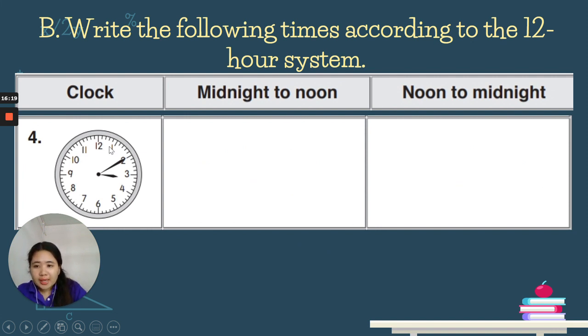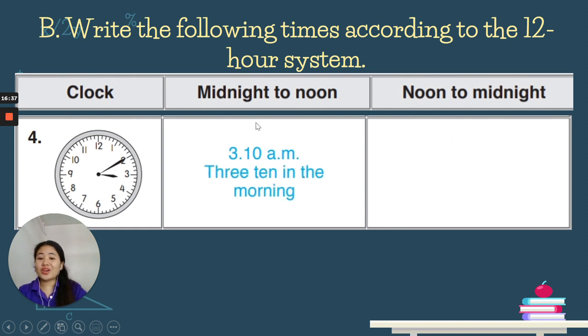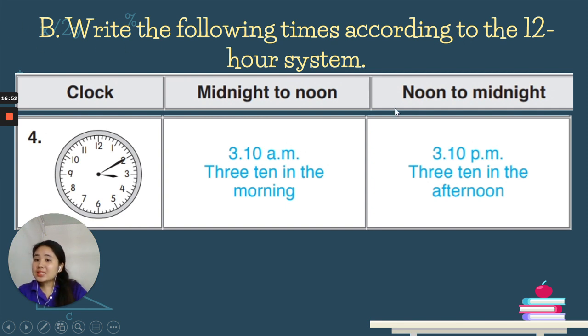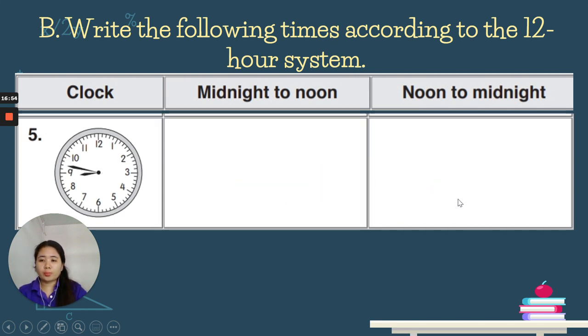Number 4, the hour is at 3. Then the minutes is 5, 10. So 3:10 a.m. Okay, 3:10 a.m. Then in words, that is 3:10 in the morning. Very easy, right? 3:10 in the morning. Then in the afternoon or at night, that is 3:10 p.m. or 3:10 in the afternoon. Okay, very good, kids. That's it. Then last number, let's go to number 5.